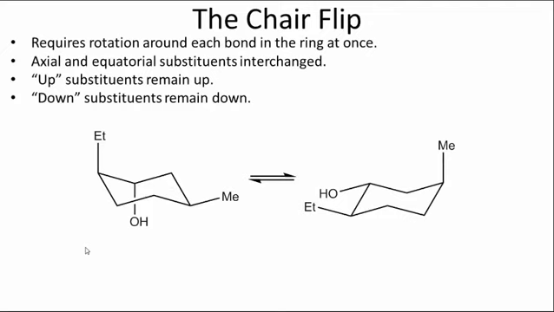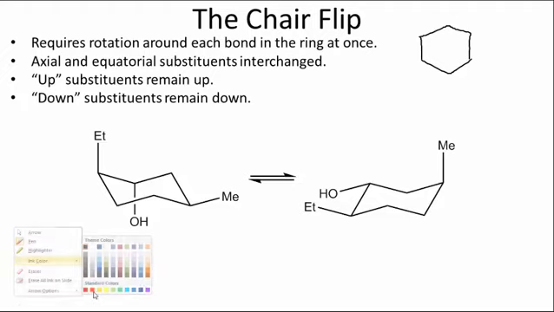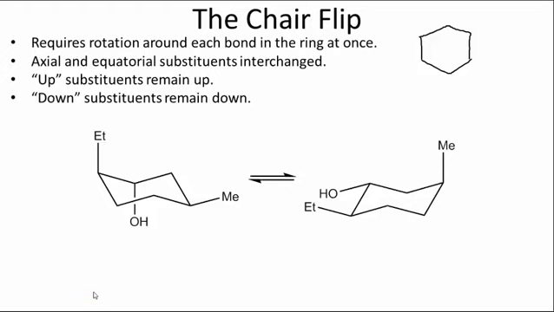So here's a drawing of a chair flip for a molecule. Now this molecule, if I were to draw a planar projection of it, would look like this. In a planar projection, I'm going to number my carbons. I'll call this carbon 1 with the OH on it, and then 2, 3, 4, 5, and 6.